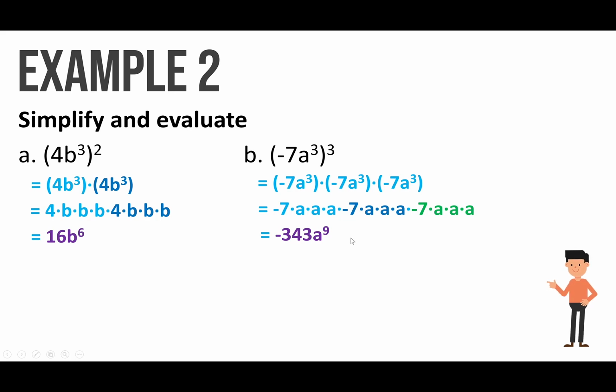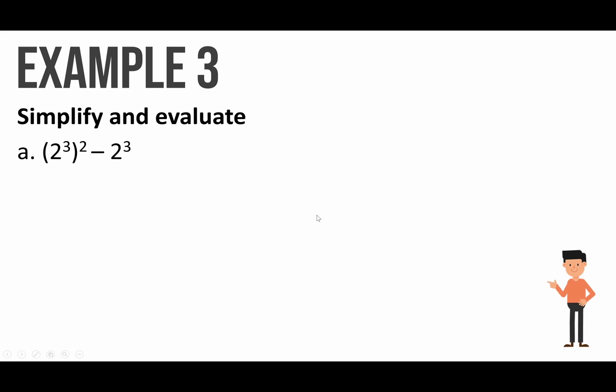But you know what? I did it the long way. Don't do it the long way. You can use the shortcut. So again, you're going to kind of like distribute this 3 right here to this invisible 1. So 3 times 1, that's 3. So negative 7 to the 3rd power, which is negative 7 times negative 7 times negative 7. That gives you negative 343. Same thing here. 3 times this 3 gives you this 9. So a to the 9th power. Easy. Okay, let's just do one more.